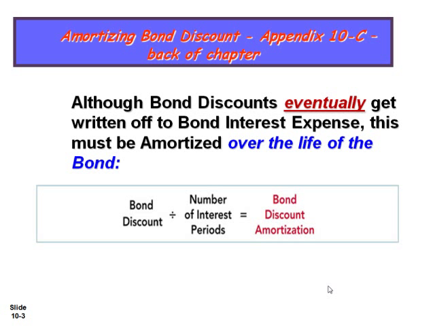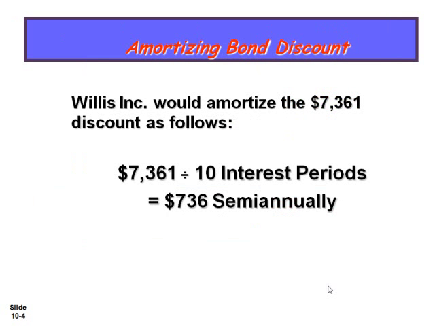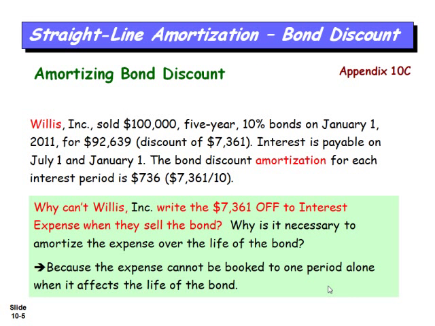Okay, so amortizing a bond discount. So when we have a bond discount like we did in Part 3, $7,361, and that, as I said, represents an additional interest expense over the life of the bond. However, companies are not allowed to expense that in the first period of the bond. They have to expense that over the life of the bond. So you'll take that number and divide it by the number of interest payments. So 7,361 in our example divided by 10 interest periods equals $736 semi-annually that the company can recognize as additional interest expense. And that's in the case of a discounted bond.